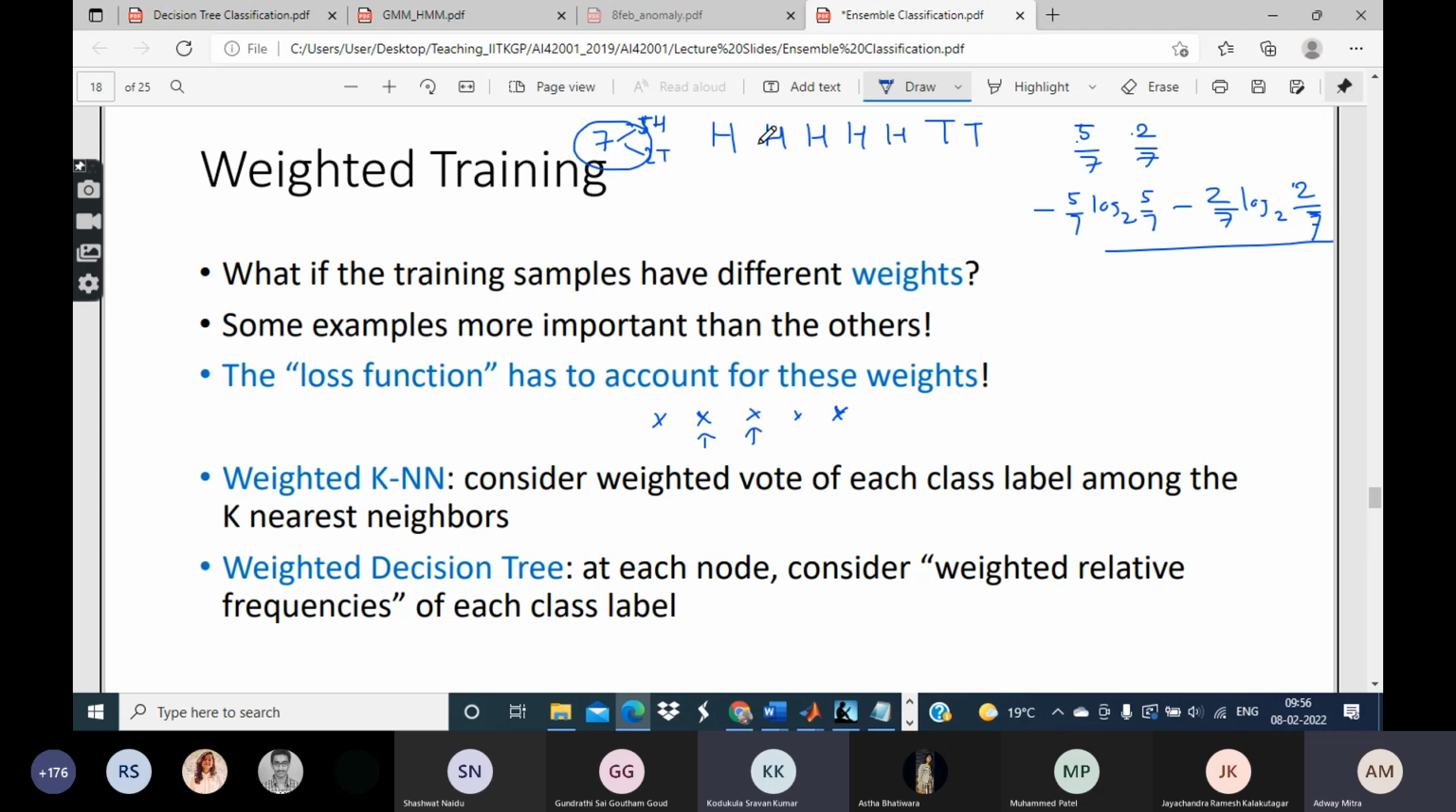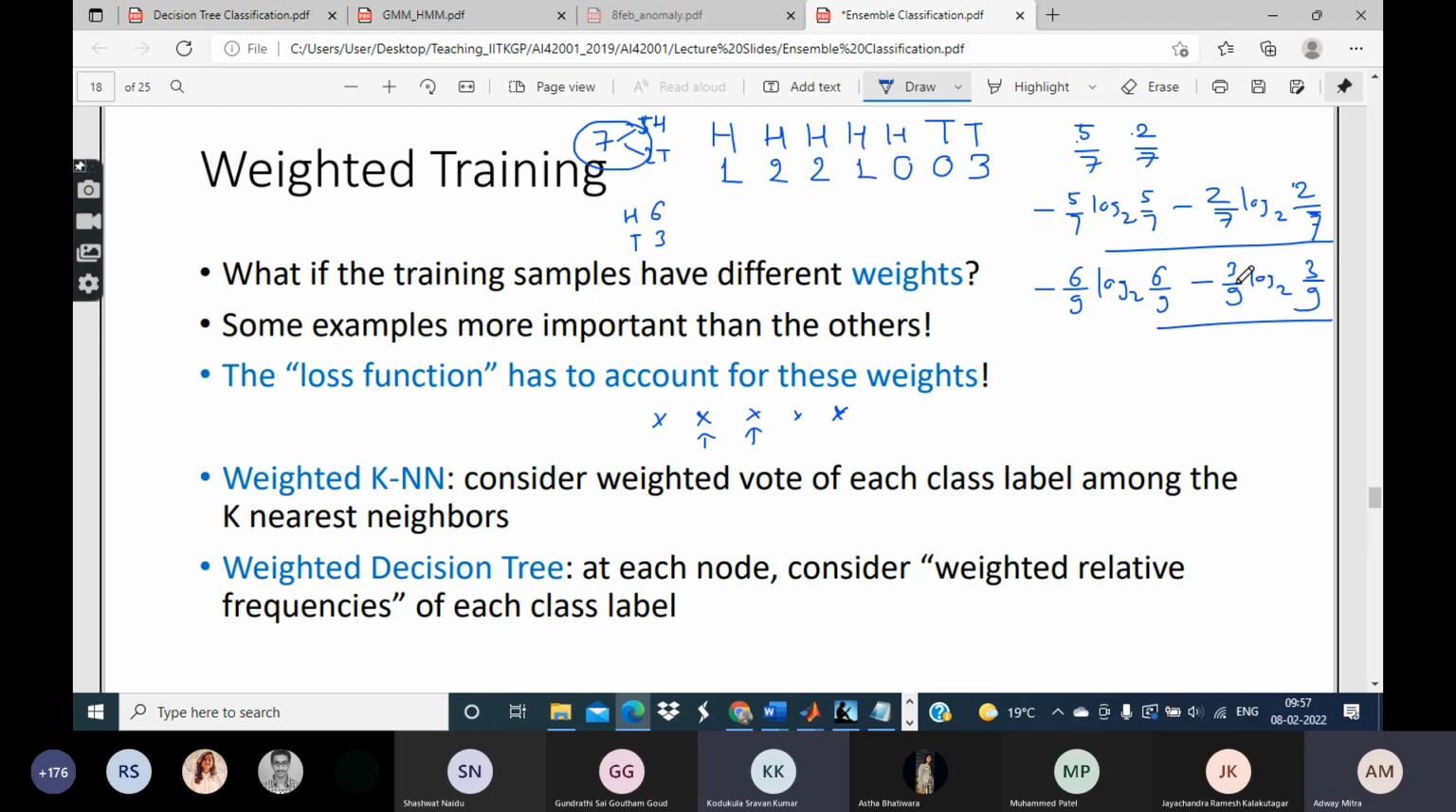Now let us say that I am attaching some weights to the different examples. So let us say that this has weight 1, this has weight 2, this has weight 2, this has weight 1, this example has weight 0, and this example has weight 3. In this case, if you are considering these weights, then instead of just counting the number of examples in each class, you will have to count the total weight of all the examples in the class. So now the head class has weight 6, 1 plus 2 plus 2 plus 1, and the tail class has weight 3. So the entropy in this case is going to be minus 6/9 log2 6/9 minus 3/9 log2 3/9.